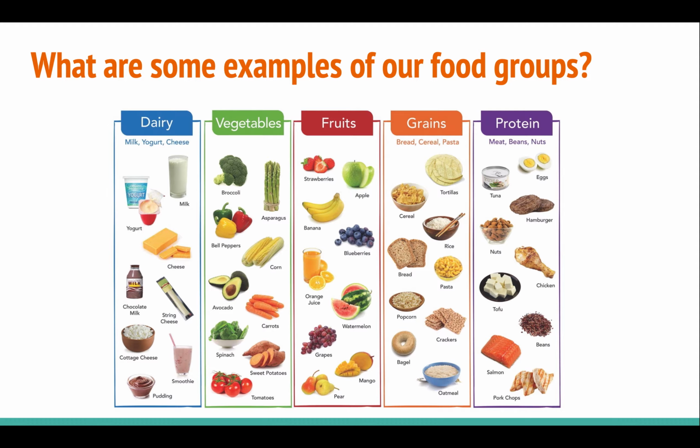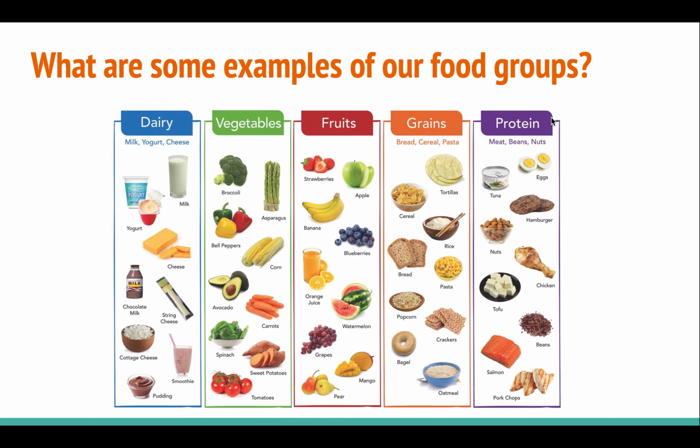So some examples of these are tortillas, cereal, rice, bread, pasta, popcorn, crackers, bagels, and oatmeal. And these can come from a variety of different places. They can come from wheat, they can come from corn, they can come from oats. There's many examples.